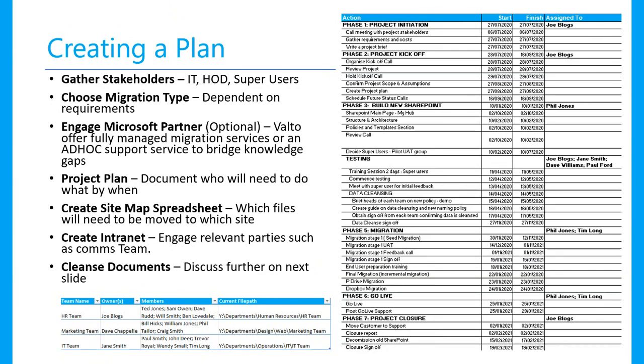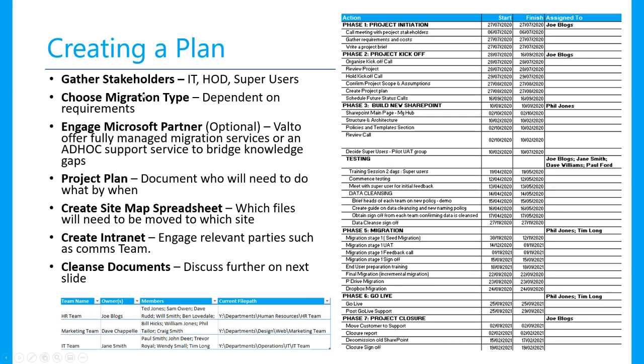Next, we're looking at creating a plan. So how do you actually create a plan? The first thing you want to do is gather your stakeholders. That's your IT department, your heads of department and super users to discuss all those different things, like the different types of migrations and what is going to be the best approach, and understanding as well from a resourcing perspective who's going to be available for cleansing documents and when they can complete those things by.